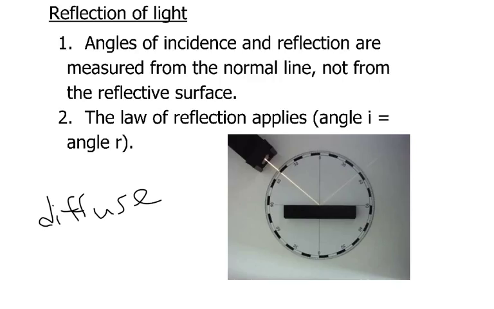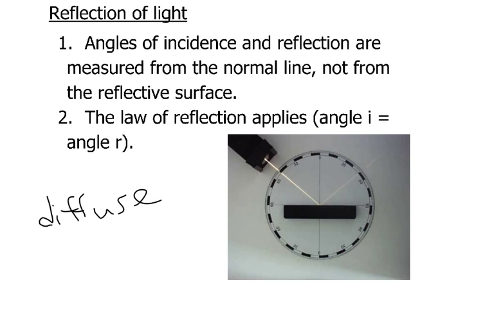Just wrote it in there. Diffuse reflection. So it's diffused. It's spread out. It's not all even. So you don't actually see an image when you get diffuse reflection. You don't see an image in the surface, but you do still see the light because you can see the surface. Anytime you can see something, that means that light has bounced off of that thing and entered your eye.